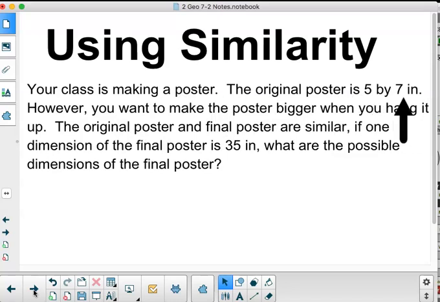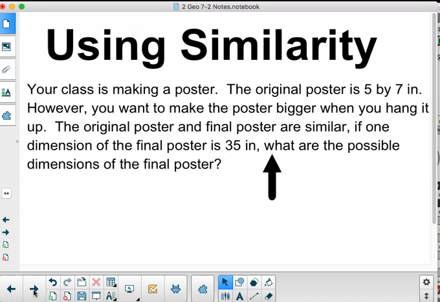The original poster is 5 by 7 inches. However, you want to make the poster bigger when you hang it up. The original poster and final poster are similar if one dimension of the final poster is 35 inches. What are the possible dimensions of the final poster?